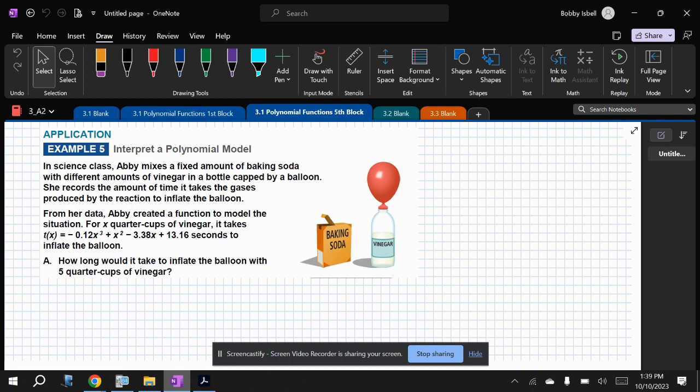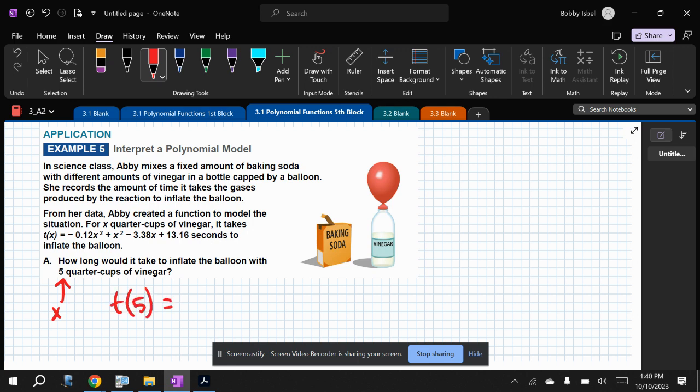But this equation says x is how much vinegar we're putting in there, or the quarter cups of vinegar. And then T of x, the whole equation, when you plug that in, that gets you how many seconds it takes to inflate the balloon. That's what this equation does for us. It says A part, so big long word problem to tell us in A part to say how long would it take to inflate the balloon with 5 quarter cups of vinegar. Where does the 5 go? For x. Yeah, you put it in for x. So we're going to do T of 5.